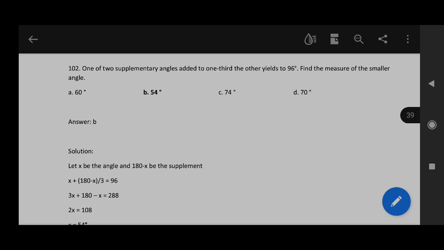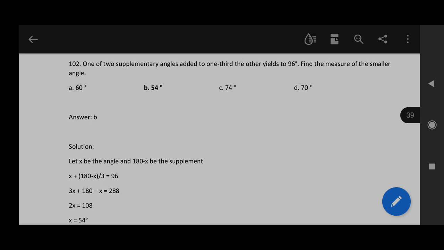So, start na tayo. Problem 102 under General Engineering Math and Science. Looksfam ito, guys, na pwede nyo magamit para sa inyong lalapit na board exam. Problem 102: One of two supplementary angles added to 1/3 the other yields 296 degrees. Find the measure of the smaller angle. Meron choices, apat: 60 degrees, 54 degrees, 74 degrees, and 70 degrees. Kung napapansin nyo, may highlight yung letter B, 54 degrees, so it means yun yung sagot natin. Answer is letter B pag nakita nyo yung tanong na yan.